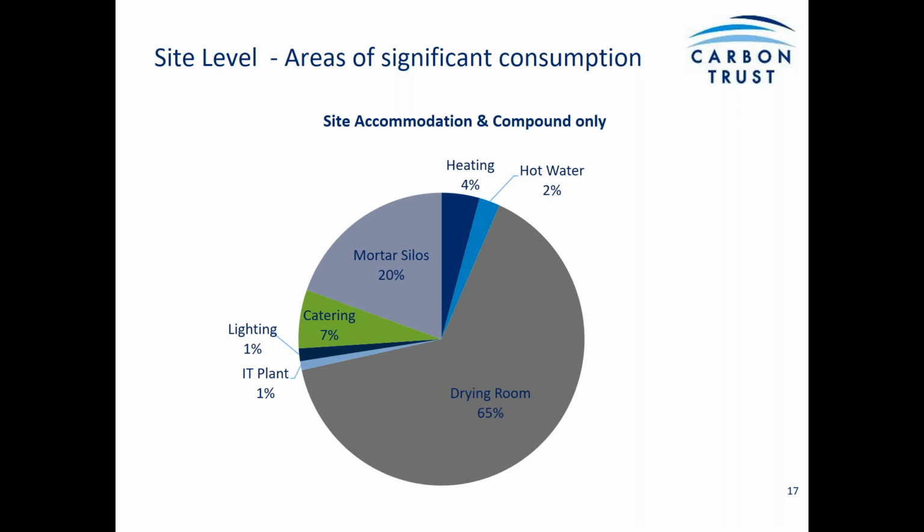I think the details for that has come from a site that had two of the silos there. They run by 4 kilowatt electric motor. If it's a busy site, these things are going to be running all day and every day. But the biggest, obviously, opportunity is lying in the drying room.